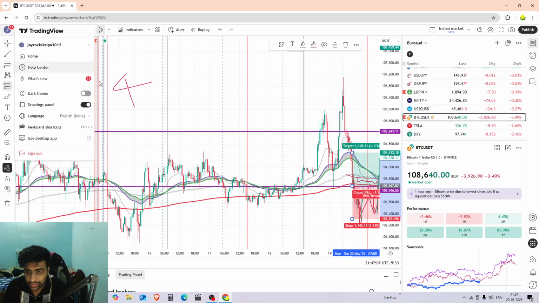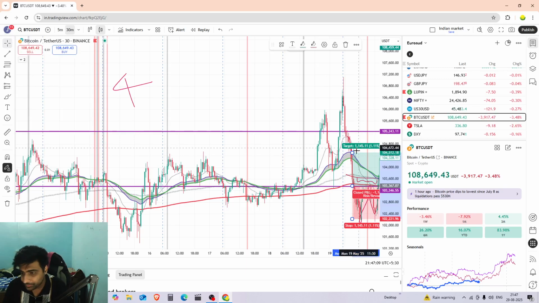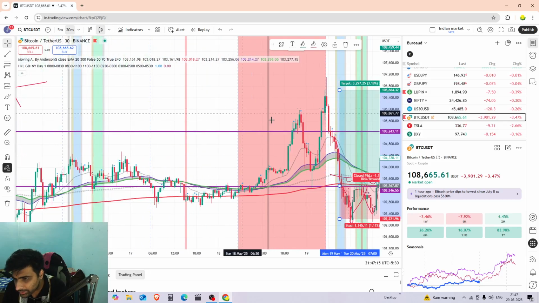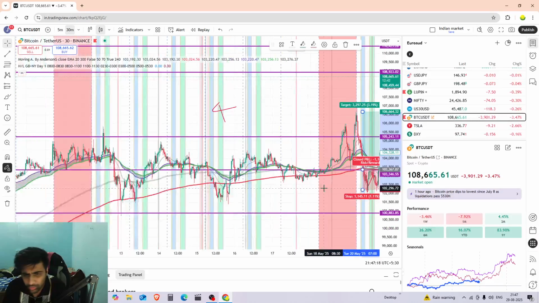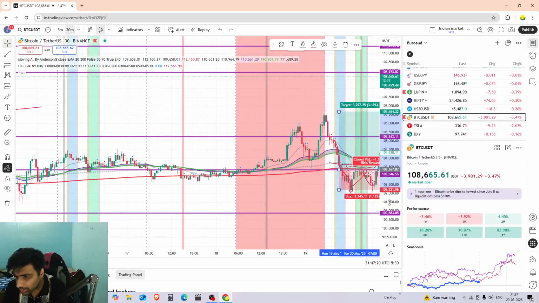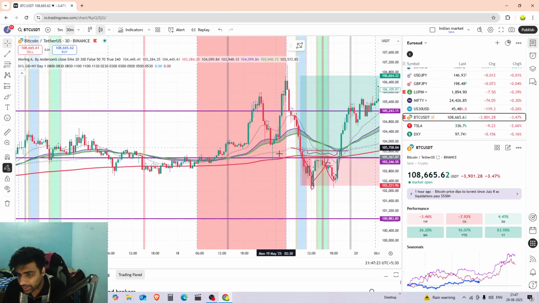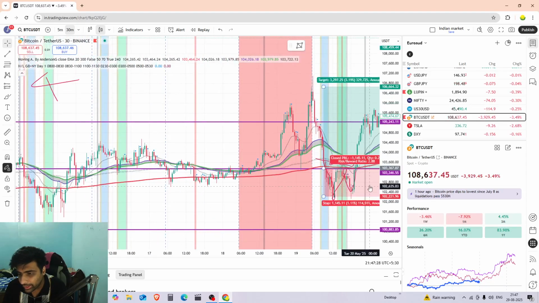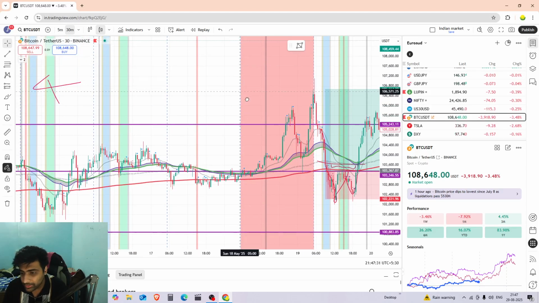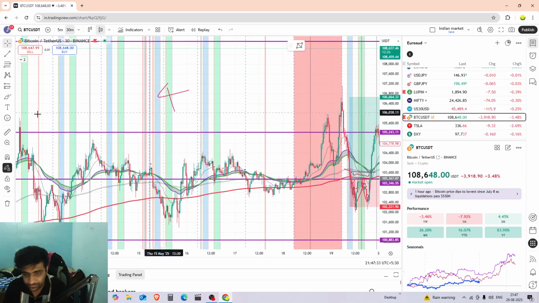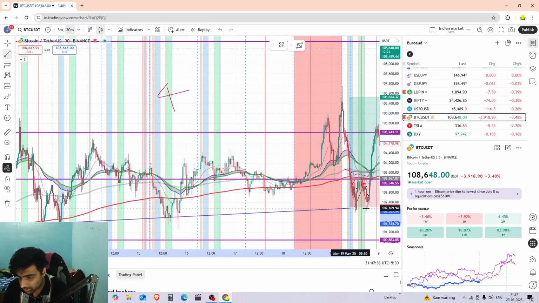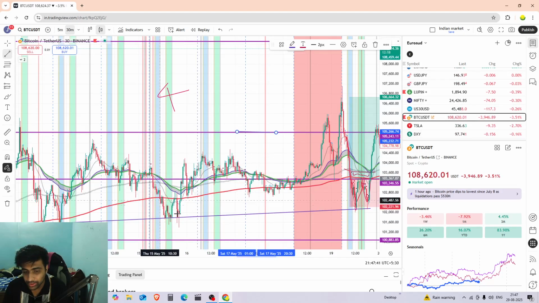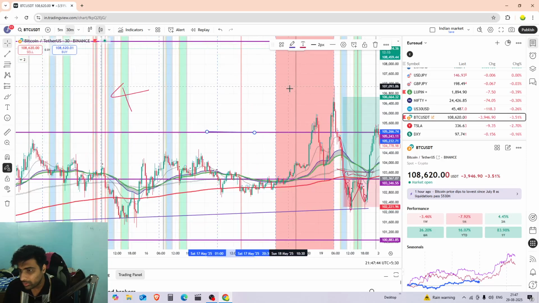Now why we will be taking this setup is because if you check the previous day high and low, there should be a previous day low break right here. That's not important. What's more important is this is a strong support, and this is a clear cut double bottom, so we will take it and go long here.